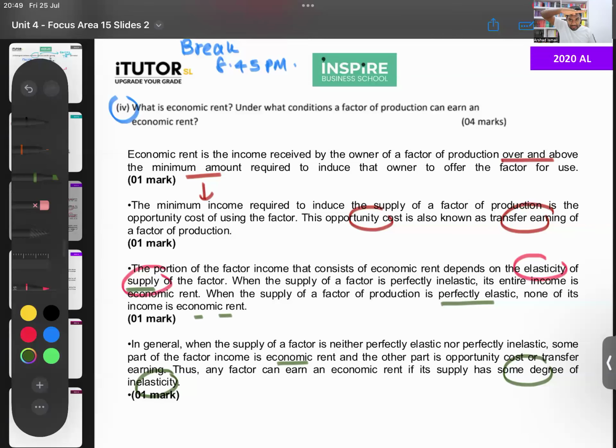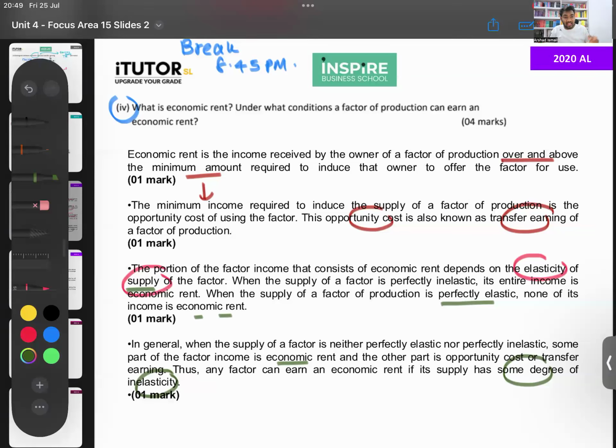If it is at least a bit inelastic, or just think of the shape of the curve, the more inelastic it becomes, the more that economic rent portion tends to increase. So that's the story that you have to talk about. Now, this same story, Lama, in your paper, they can transfer it to transfer earnings. They can ask you what is transfer earnings and under which condition can the entire thing be transferred.